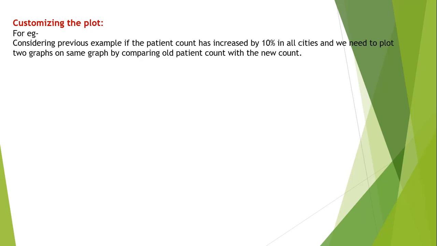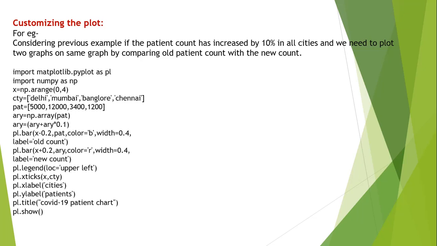Let's see. This is the code here. Import matplotlib.pyplot as pl, import numpy as np, x is equal to np.arange(0, 4). Since x is integer values here, you cannot add any list values in that.